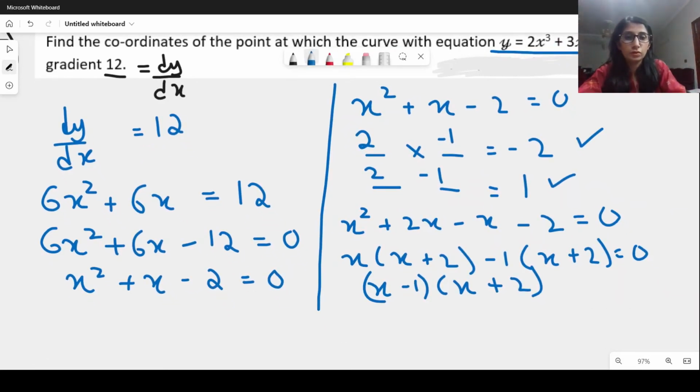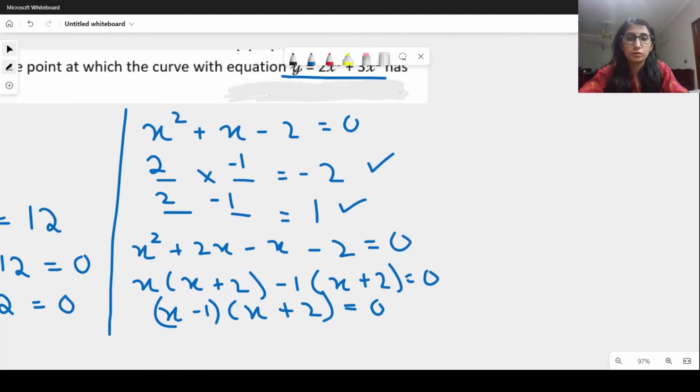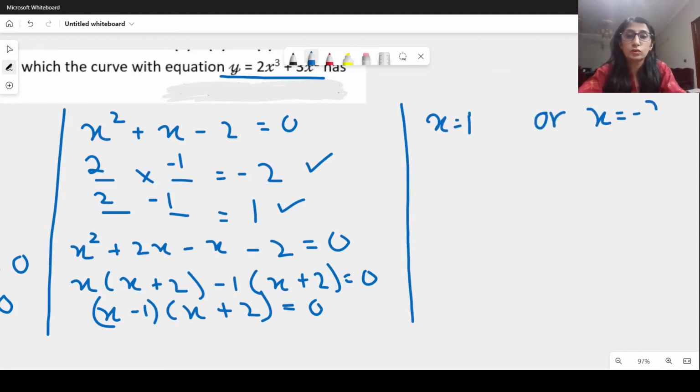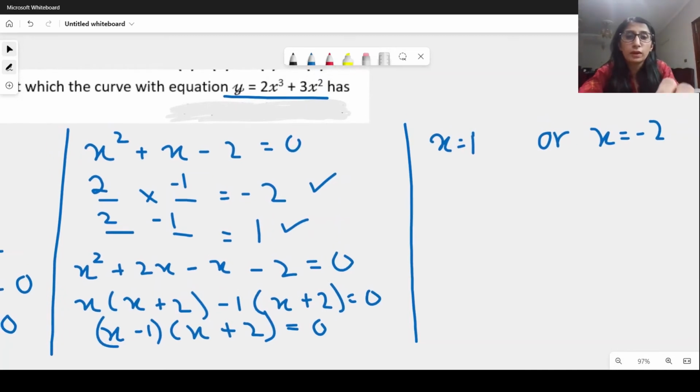So a value of x is coming out to be 1 and the other value of x is coming out to be minus 2. X equals 1 or x equals minus 2. Now the question is clearly asking for the coordinates. That means it needs the value of y as well. So to find the value of y, you just substitute this x and this x in the original equation, and that's how you'll get the y's.